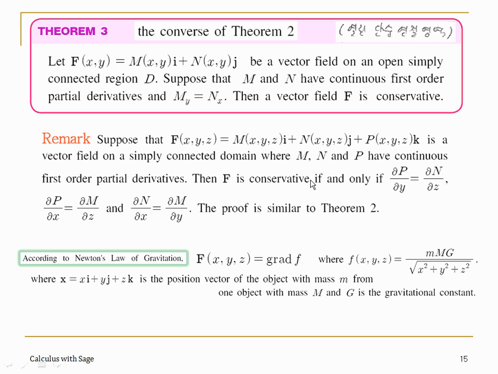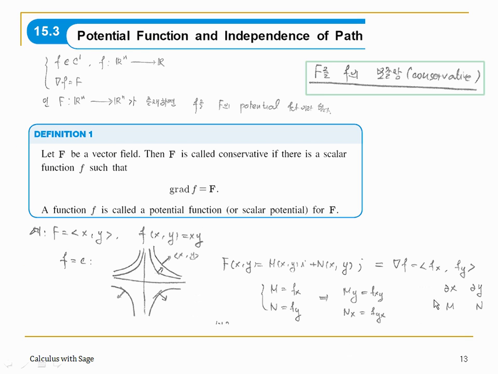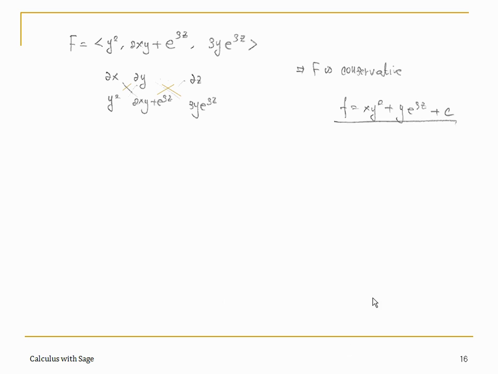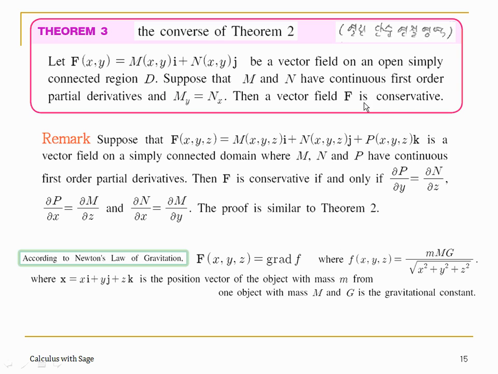Okay. So I showed you a graph like this. In that case, ∂/∂x, ∂/∂y, and ∂/∂z are written, and M, N, and P are written. Then the partial derivative of P with respect to y is the same as the partial derivative of N with respect to z, and the partial derivative of P with respect to x is the same as the partial derivative of M with respect to z. These are the things I was trying to say here. Then we can say this vector field is conservative.